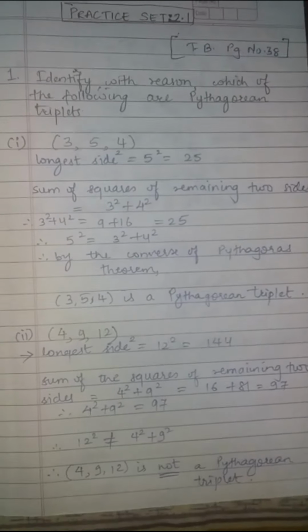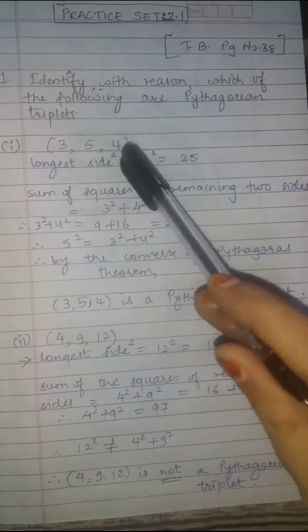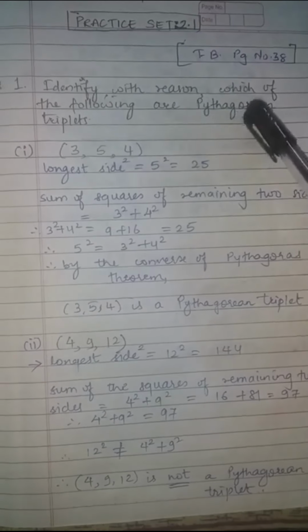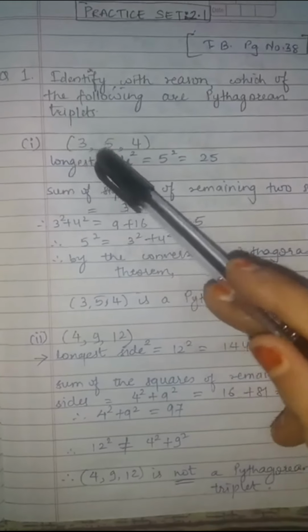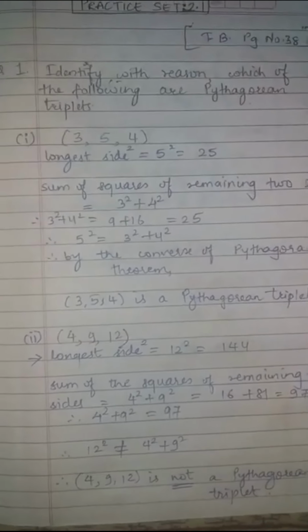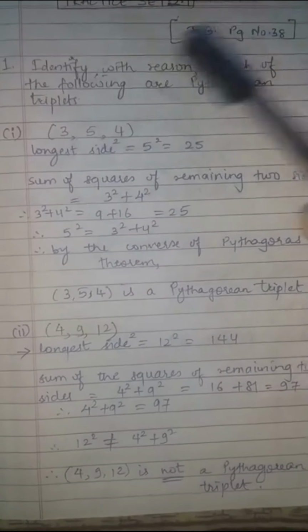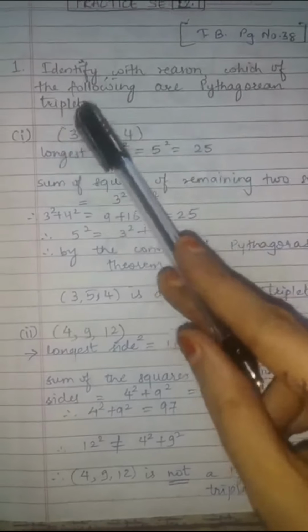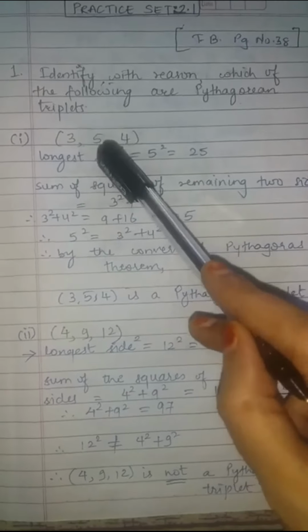So let us start. You'll be given the lengths of the three sides of the triangle, and we have to identify whether it's a Pythagorean triplet or not. The first one, 3, 5, 4. Let us check whether it's a Pythagorean triplet or not. The longest side in these three values, 3, 5 and 4, is 5.